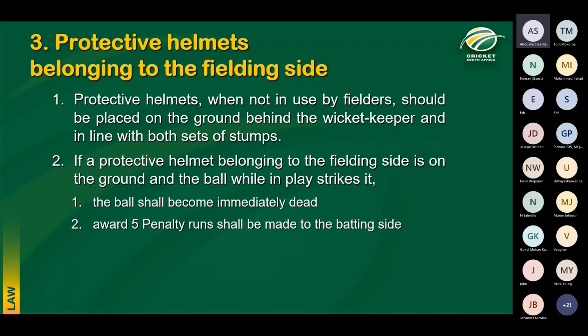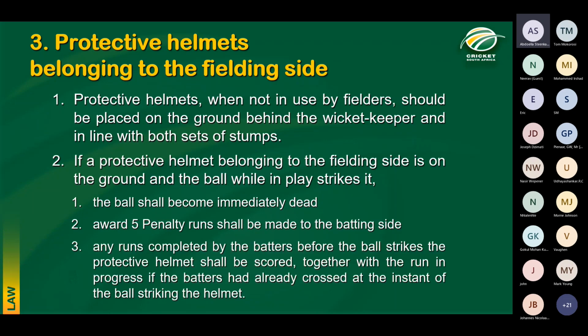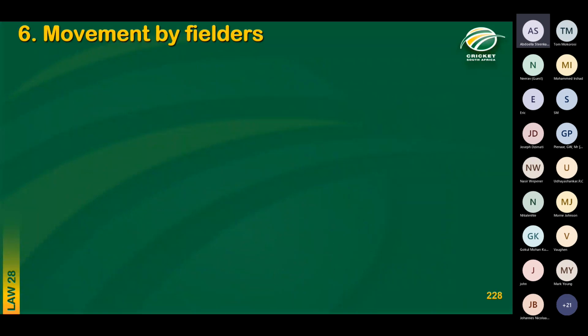5 penalty runs shall be awarded to the batting side. Also, any runs completed by the batters, together with a run in progress if the batters crossed at the instant of the ball striking the helmet, those runs shall also count.